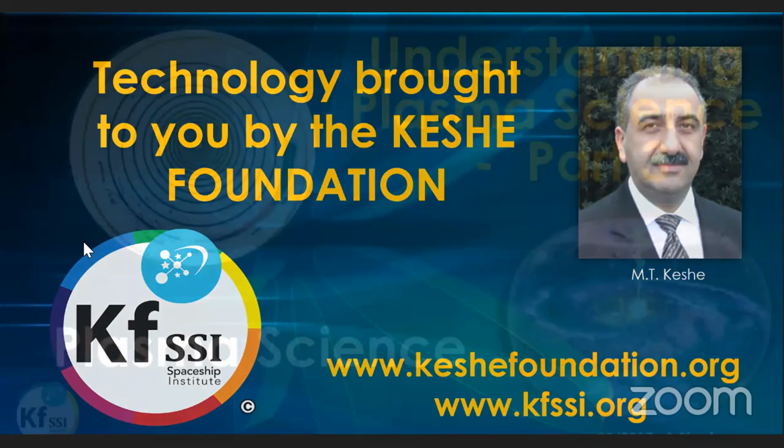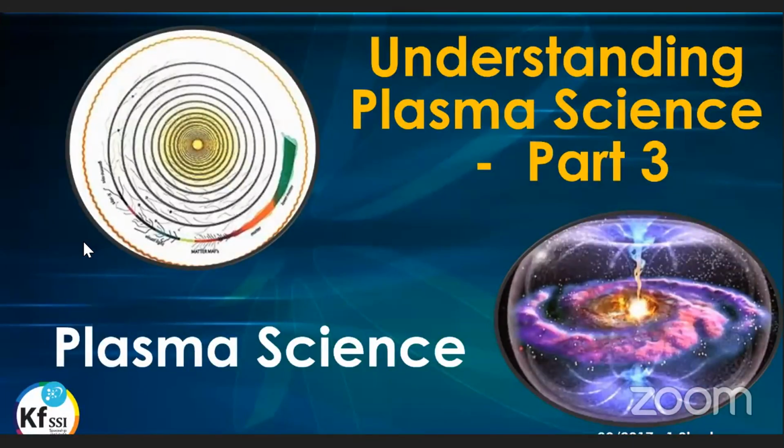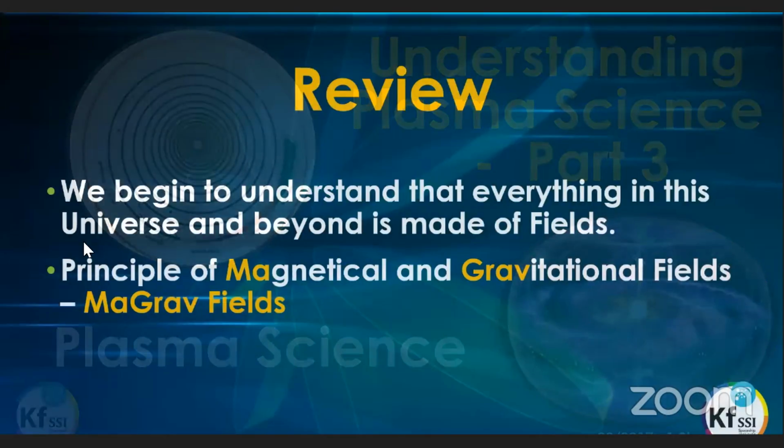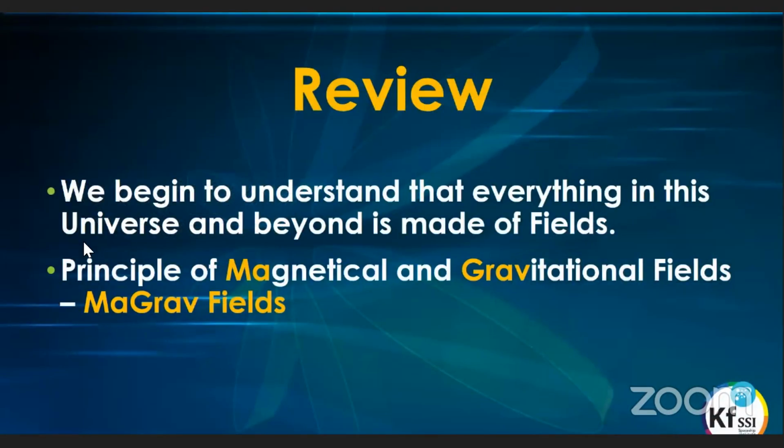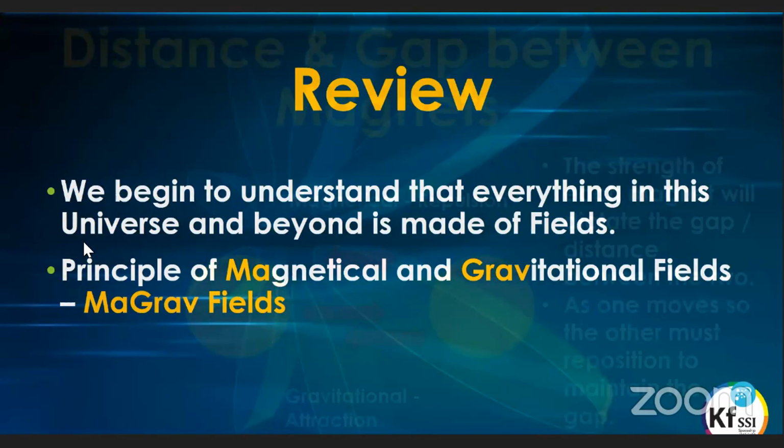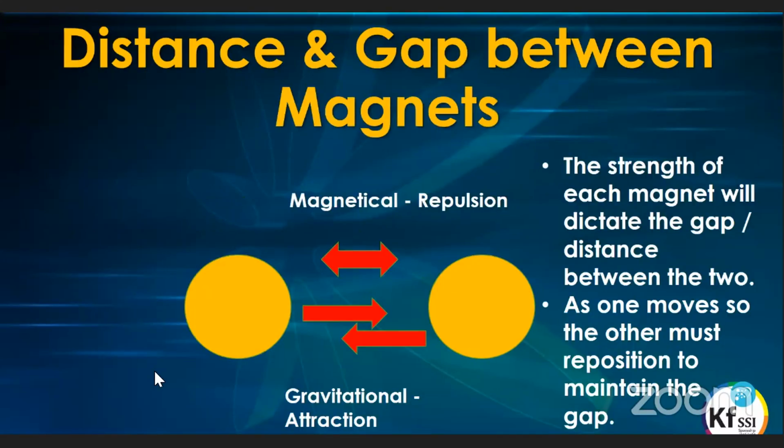All right, so we're going to kick off into part 3, on the further understanding of what all the science is about. First of all, I'll just do a review, going back to our very first workshop, just to bring everybody back up to speed and get our thinking along the same lines. So we begin to understand that everything in this universe and beyond is made of fields. And we introduced you to the concept of magnetic and gravitational fields, which we commonly refer to as MAGRAV fields. And just to recap on what they really mean.